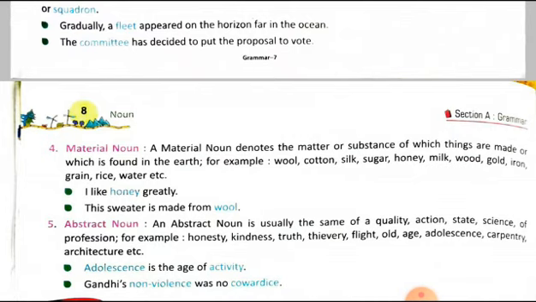Some other examples, as you can see here: silk, sugar, honey, milk, wood, gold, iron. They are all regarded as material. I like honey greatly. Here honey is a material. This sweater is made from wool. The sweater is made of wool, so wool is the material noun.